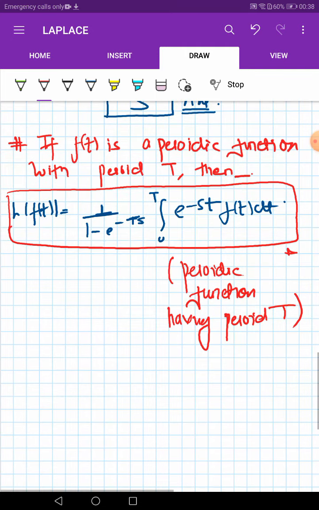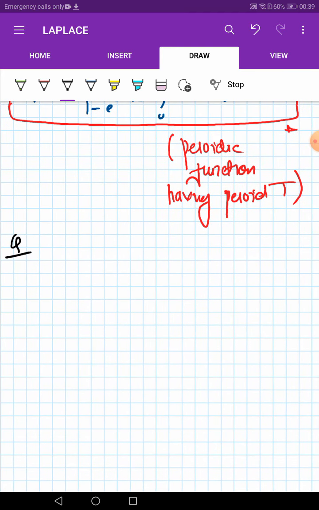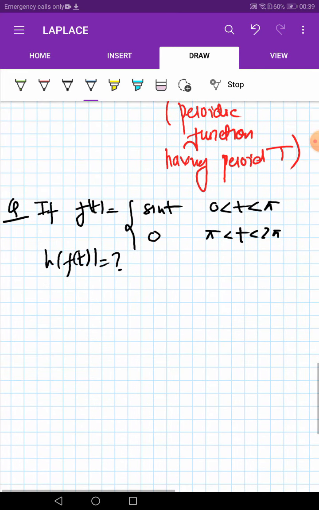Okay, so let us solve one problem and clear our concepts more clearly. The question is that if f of t is equal to sin t from 0 to pi, and it is equal to 0 from pi to 2 pi, then we need to calculate the Laplace transformation of this function. What is the L of f of t? So we know that sin t is a periodic function with the period of 2 pi.